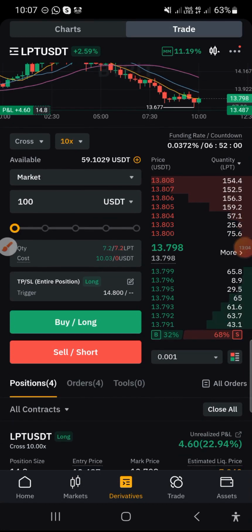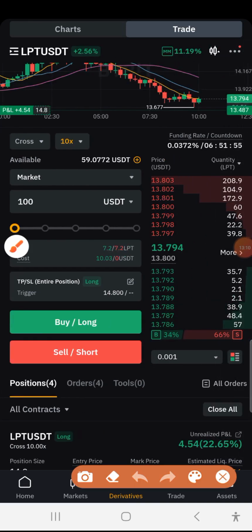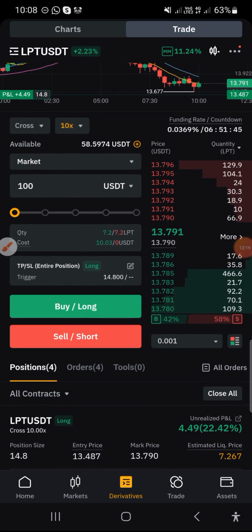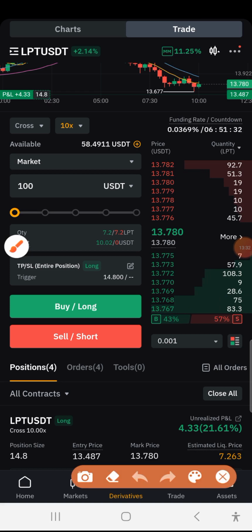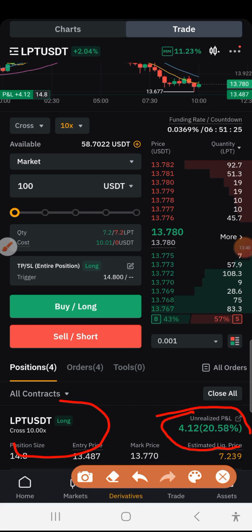So after that, we are using long, for instance. After setting, you just click on buy long if you are using long. If it is shorting you are doing, you click on sell short. After that, automatically the trade will reflect under here. You see the purchase you made. This is the LPT, and this is the profit as at now.